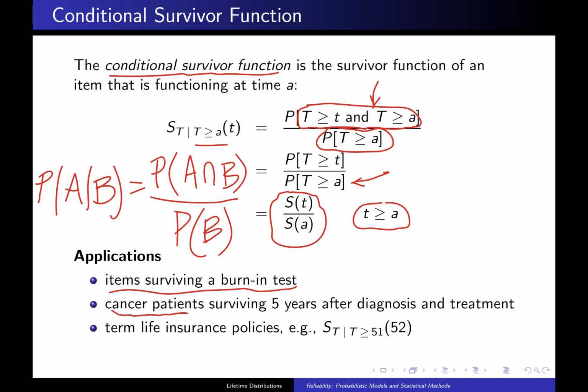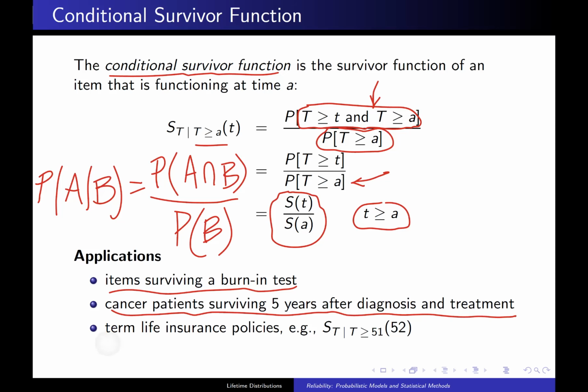Another is cancer patients surviving 5 years after diagnosis and treatment. So they may have a particular type of cancer, and if you look 5 years out, that's sometimes viewed in the medical profession as, in a way, being cured of the cancer. Then they have a probably much better survivor function than they originally had when the cancer was detected.